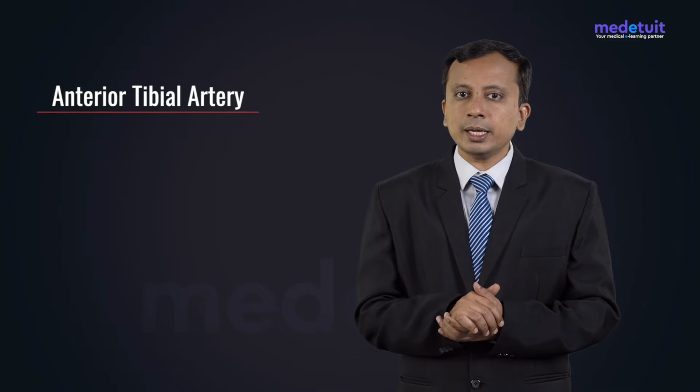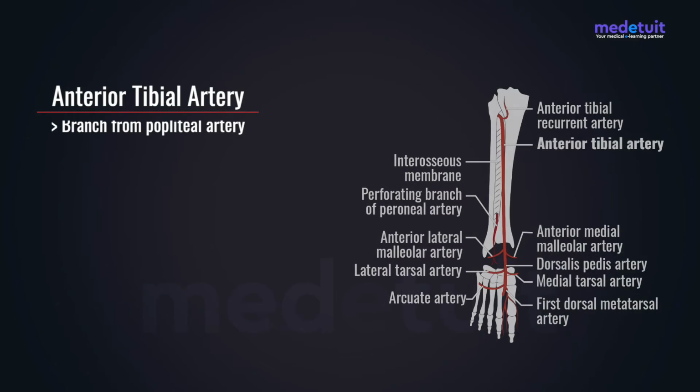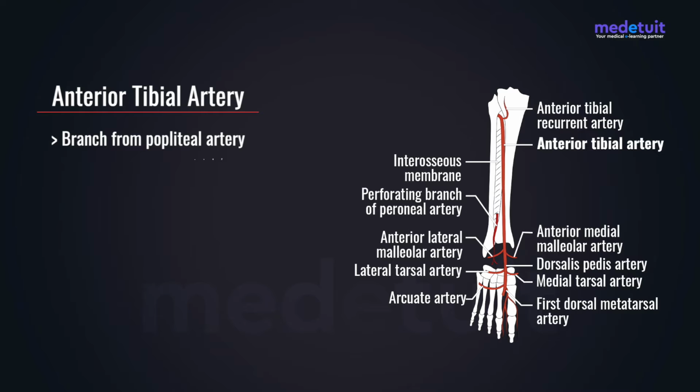Vessels, nerves and superior extensor retinaculum in the anterior compartment of the leg. Let us discuss each structure in detail. The vessel which we have in this compartment is the anterior tibial artery. This anterior tibial artery is a branch from the popliteal artery.